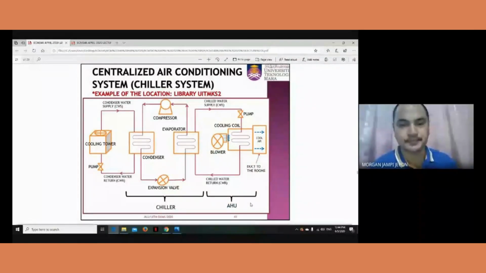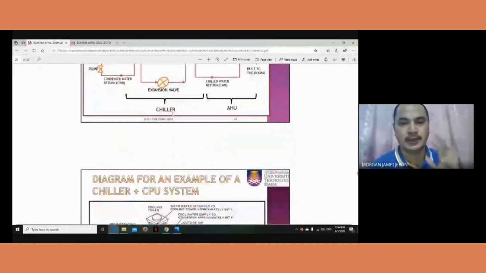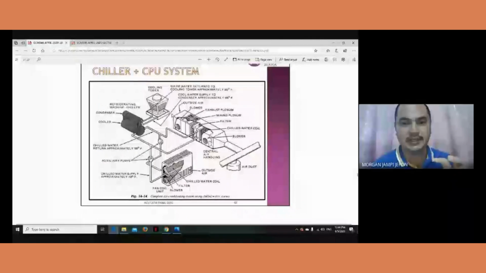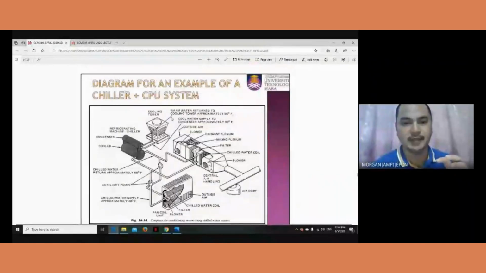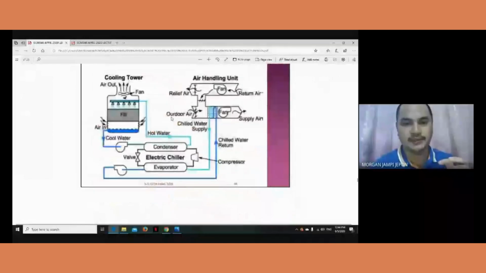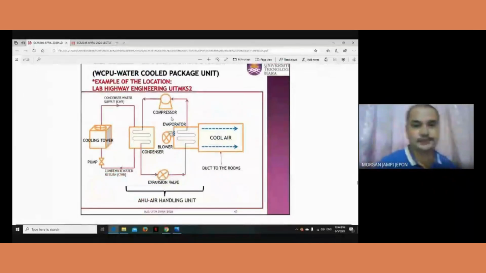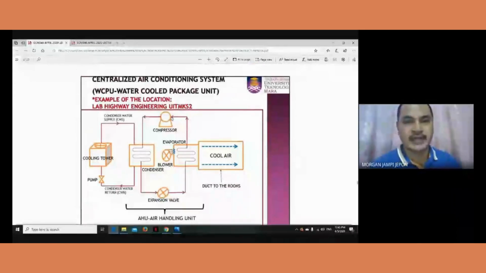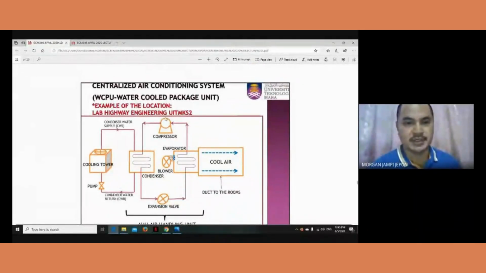Okay, all right. I will skip this slide first because I need to go to the second type of air conditioning first. All right, so this one is also a centralized air conditioning system, but called a water-cooled package unit. We have this one on campus too, and this type of centralized air conditioning system is used for block C as well as block A and also block B.